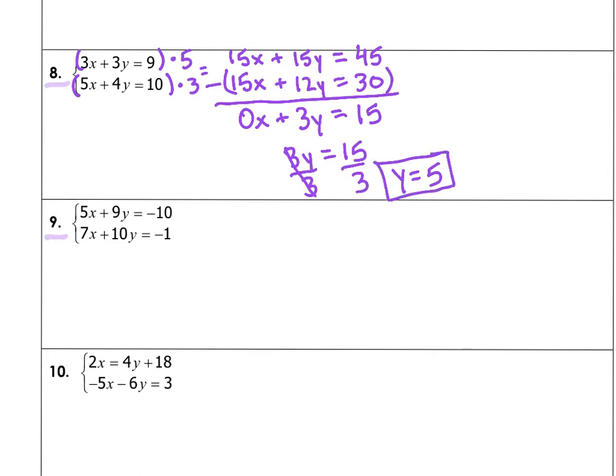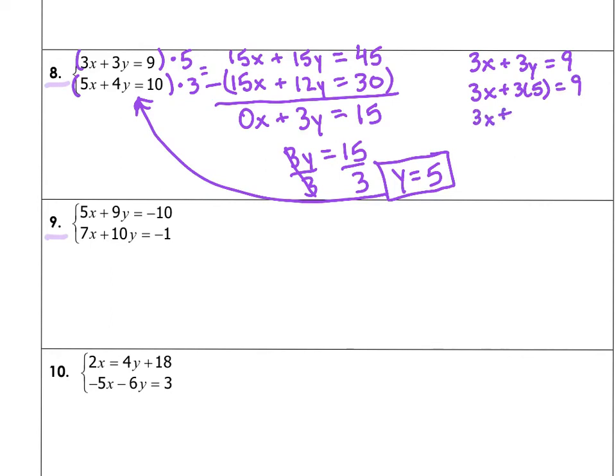Okay? Now, once again, we're not done because we want to find out what x equals. So I'm going to take this y equals 5, and I'm going to plug it into one of these equations. And you know what? I'm going to go back to using the top equation. I want to use the first equation. So if I look at this, the first equation says 3x plus 3y equals 9. And now that I know what y equals, I'm going to plug that 5 in for y. So 3x plus 3 times 5 is equal to 9. And when I simplify the multiplication, I find that 3x plus 15 is equal to 9.